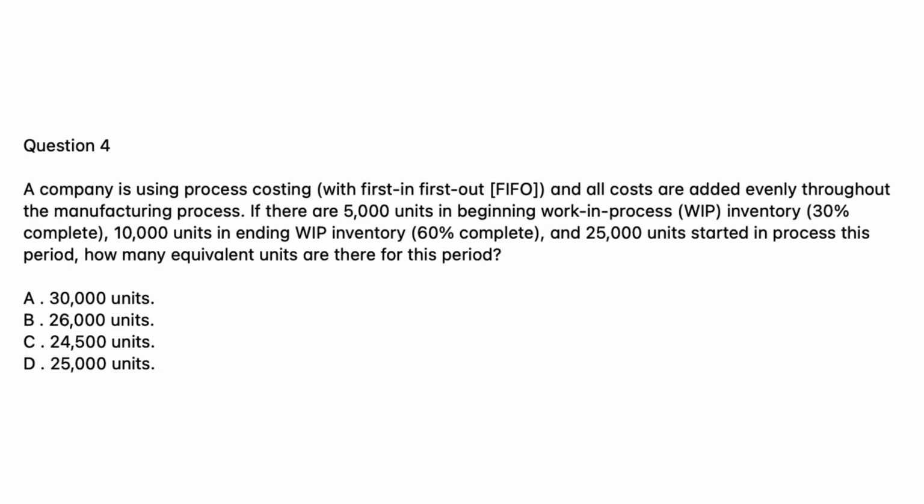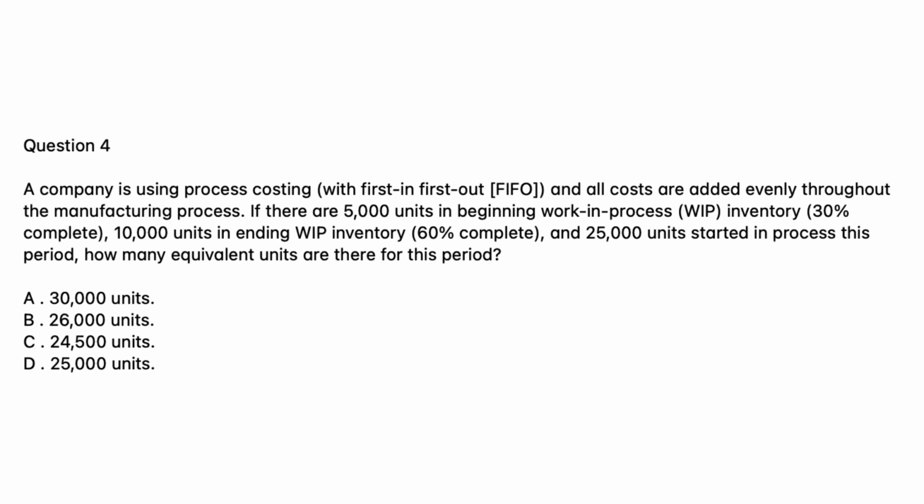$154,850. Question 4. A company is using process costing, with first in first out, FIFO, and all costs are added evenly throughout the manufacturing process. If there are 5,000 units in beginning work in process, WIP, inventory, 30% complete, 10,000 units in ending WIP inventory, 60% complete, and 25,000 units started in process this period, how many equivalent units are there for this period?